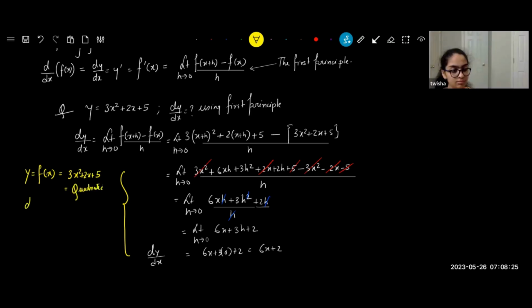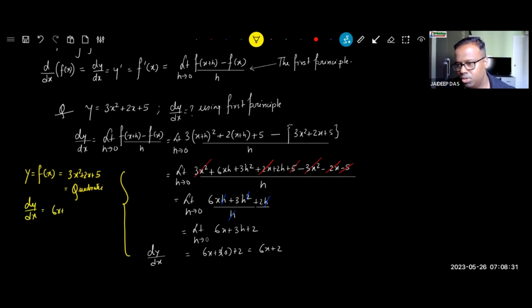Okay. If you see the first derivative, dy by dx, what did you get? The first derivative of the quadratic function was 6x plus 2. Now, this is the gradient function. Because you can't find the slope of a quadratic function, it's irrelevant because the slope varies. So dy by dx is 6x plus 2. This is the gradient function.